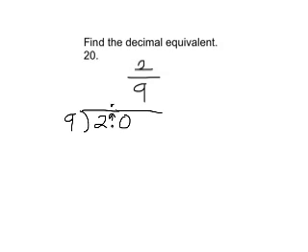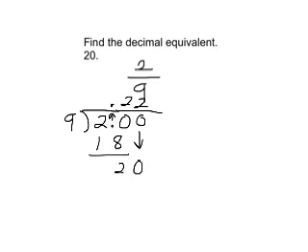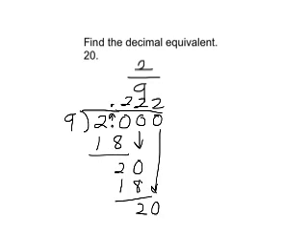9 goes into 20 about 2 times. 2 times 9 is 18. Subtract, we get 2. Bring down another 0. 9 into 20 goes 2 times, 18, 2. Bring down another 0. 2, 18. You can see that this is going to go on forever.